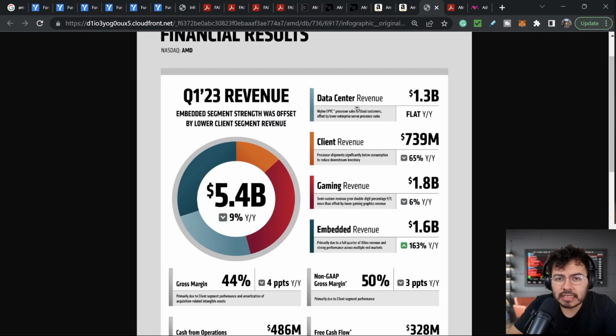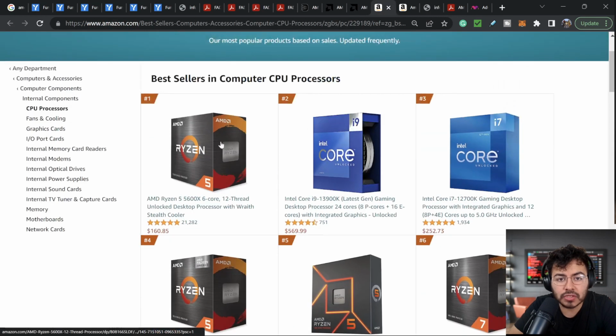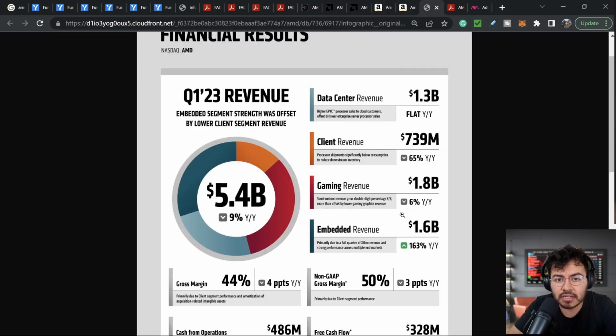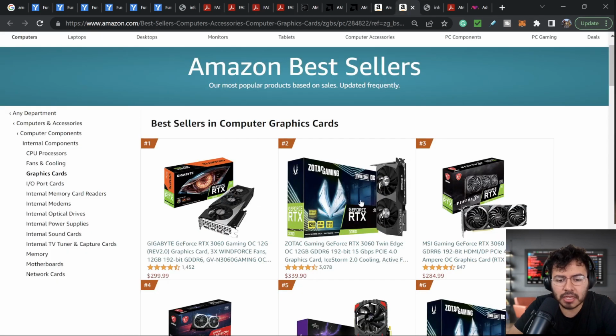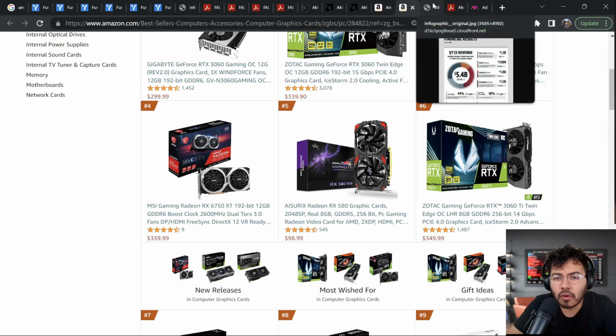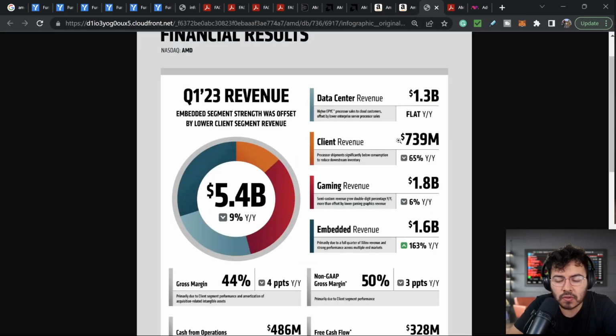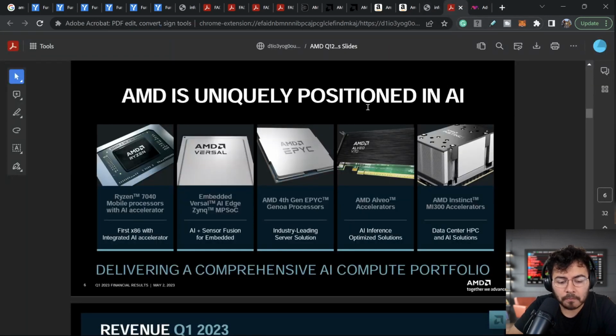So, like I mentioned, the data center market is where this company is mainly driven by the EPYC server CPUs. Client revenue is mainly driven by their consumer CPUs, the Ryzen 7000 series. The gaming revenue is a mixture of revenue from their graphics cards, but it's also the chips that they sell to Microsoft and to Sony for the PlayStation and for the Xbox. The embedded market is more of their FPGAs, which are used for a variety of markets, like automotive and the embedded market as well.